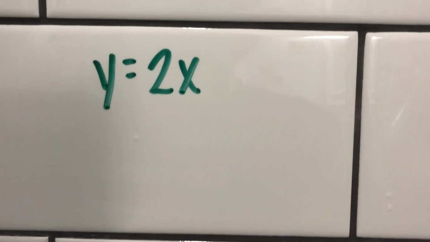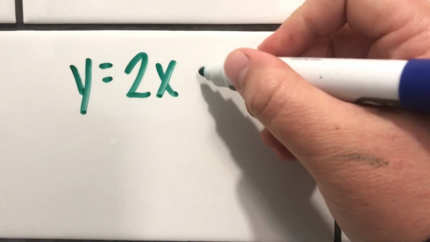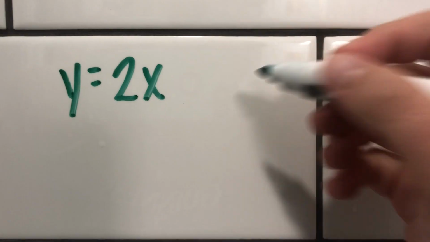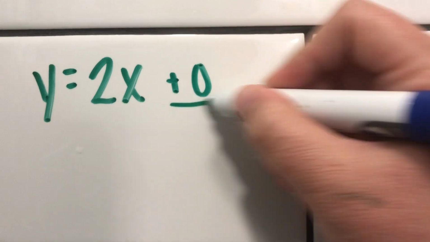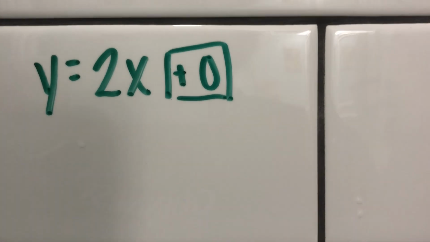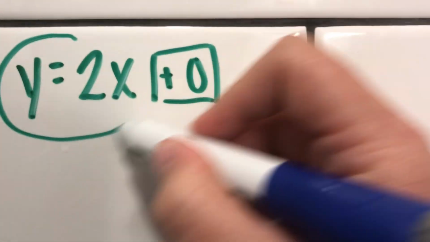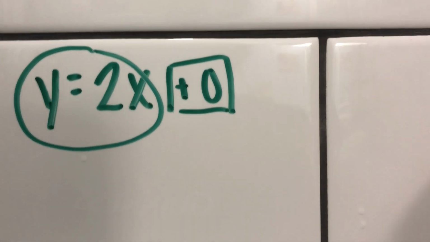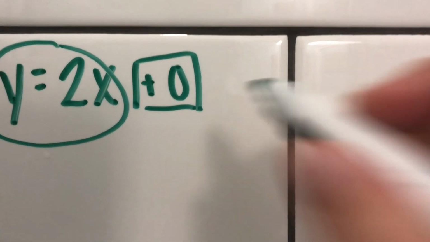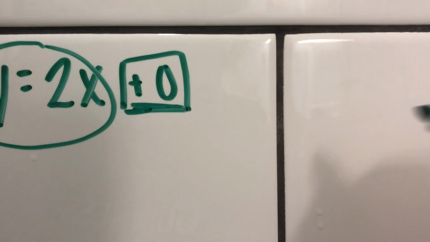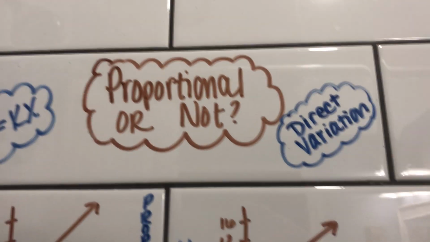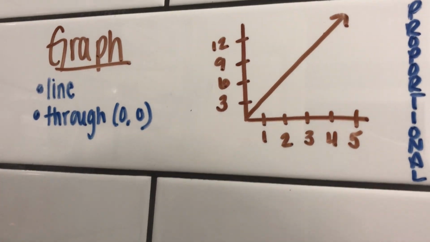And in the beginning of learning how to graph, you would say, well, where are we going to start? We don't have a y-intercept. And we said, well, we're going to fill that in with a 0, right? But we don't have to write that in our equation. This is a proportional relationship. So it's a graph that starts on 0. Our y-intercept is 0.